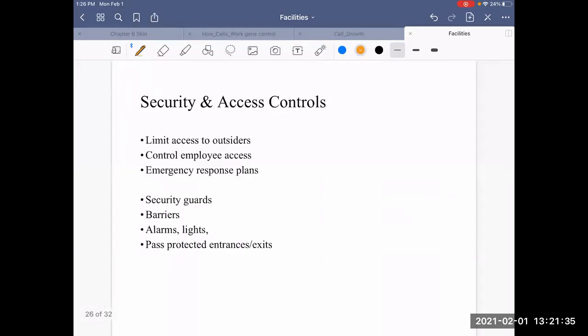Okay, so I have another slide for this, I guess. It's going to limit access to outsiders. It controls employees. It's going to allow us to have an emergency response plan. You're going to know where everybody is if something goes wrong. There are going to be security guards there. There are barriers, fences, alarms, and lights. Everything is pretty secure.